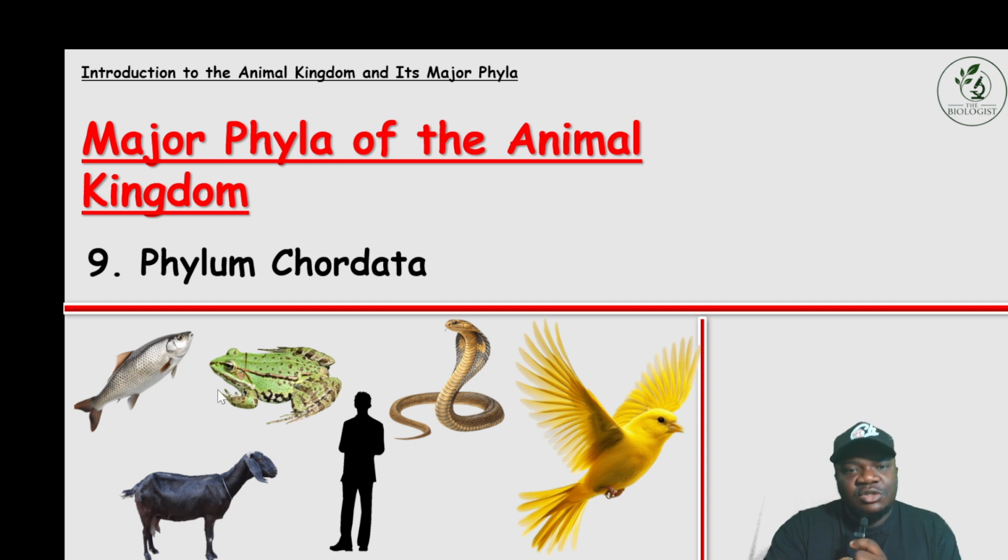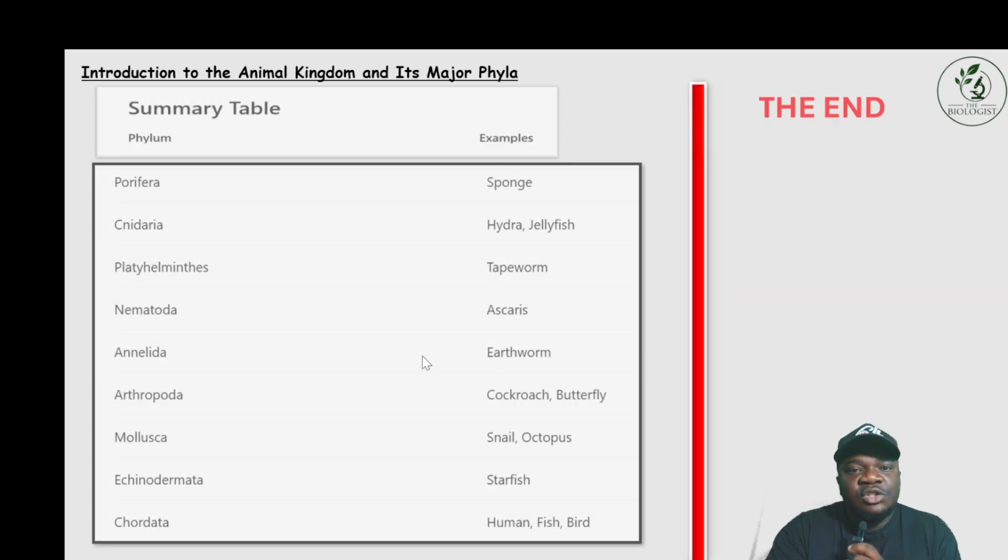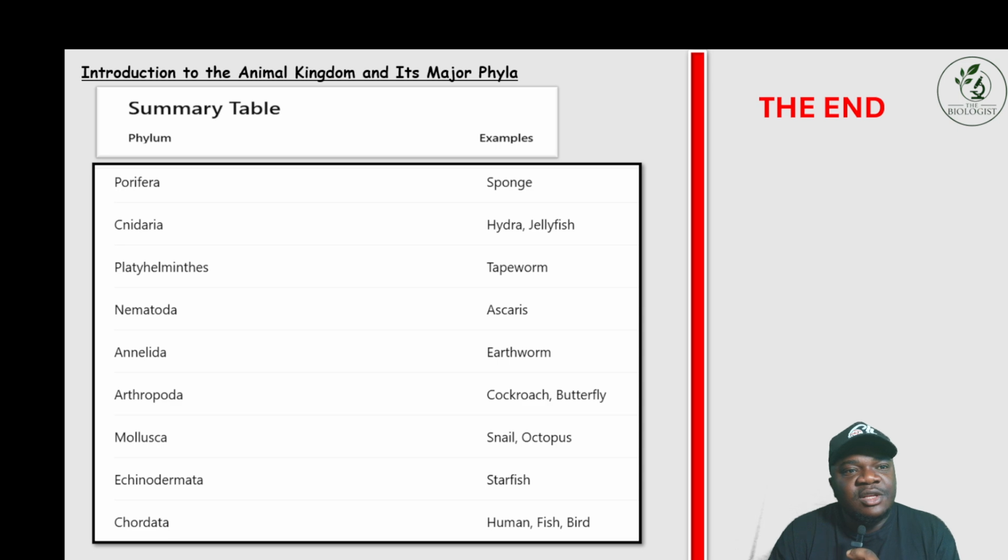Just a summary of everything. In your summary table you have the phyla and the examples: Porifera, Cnidaria, Platyhelminthes, Nematoda, Annelida, Arthropoda, Mollusca, Echinodermata, and Chordata. These are all the phyla of the animal kingdom, and you can use this table of examples. Get your pen and write it down so you become familiar with all the phyla. In my next video, we're going to start with phylum Porifera.